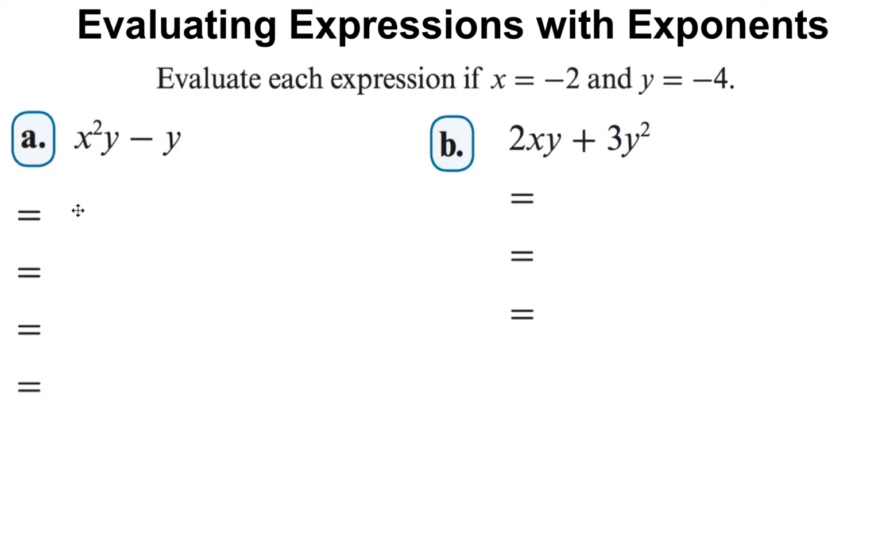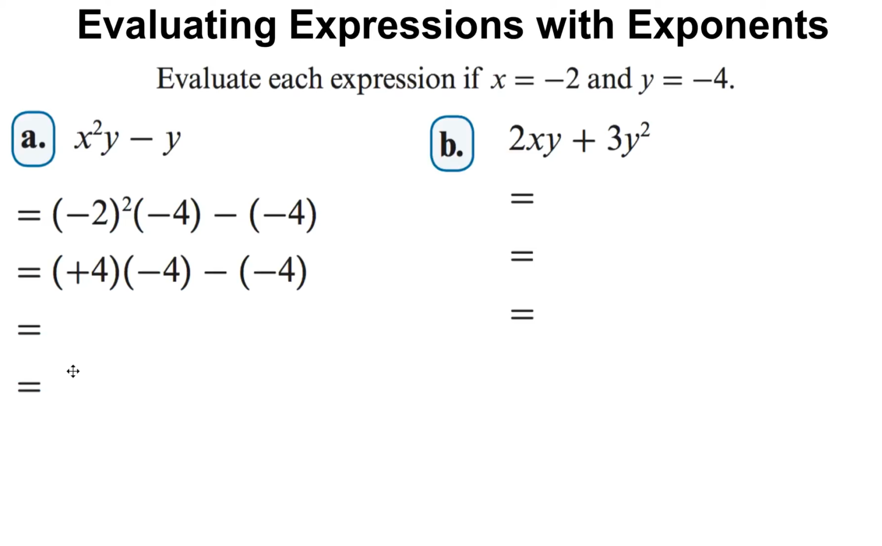We're going to have -2 for x and -4 for y. So substituting in, we get this. -2 squared is 4. And then we're going to multiply 4 times that -4. That's going to give us a -16. Minus a -4 is going to be a +4. So -16 plus 4 gives us a -12. And that is our final answer.